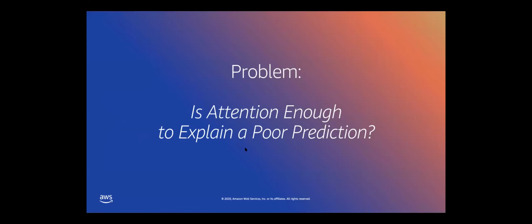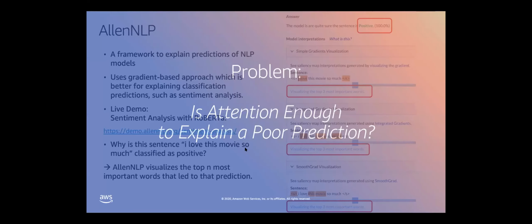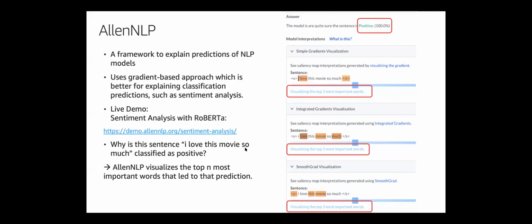So the problem is, is attention really enough to explain a poor prediction? And probably not, because visualization shows you where the words attend to. But ultimately, I think for explainability, you need a little bit more information.